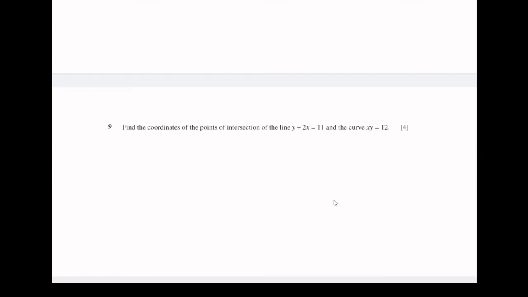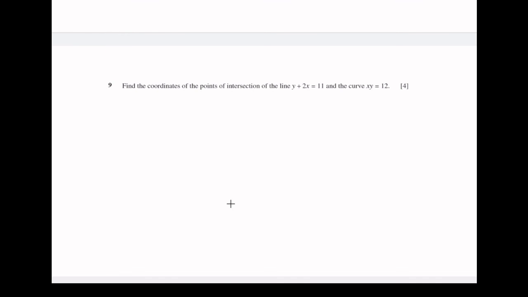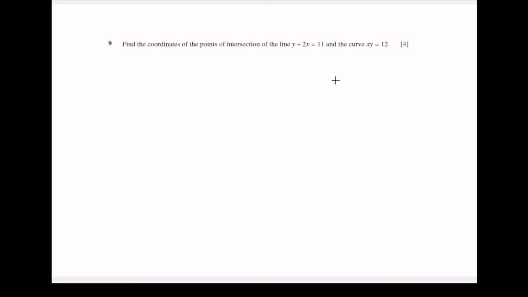Alrighty, and down for our last problem of the day. We have: find the coordinates of the points of intersection of the line y plus 2x equals 11 and the curve xy equals 12. Now this is also in a little bit of a different form, but we've also done this problem before because we see the words line, we see curve, we see our intersection points, so we're automatically going to start with setting these equations equal to each other.